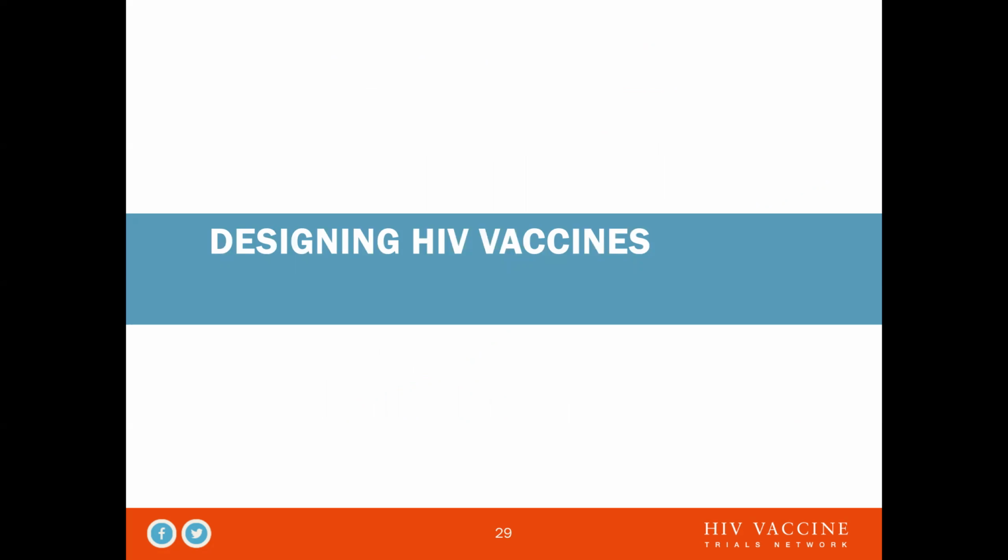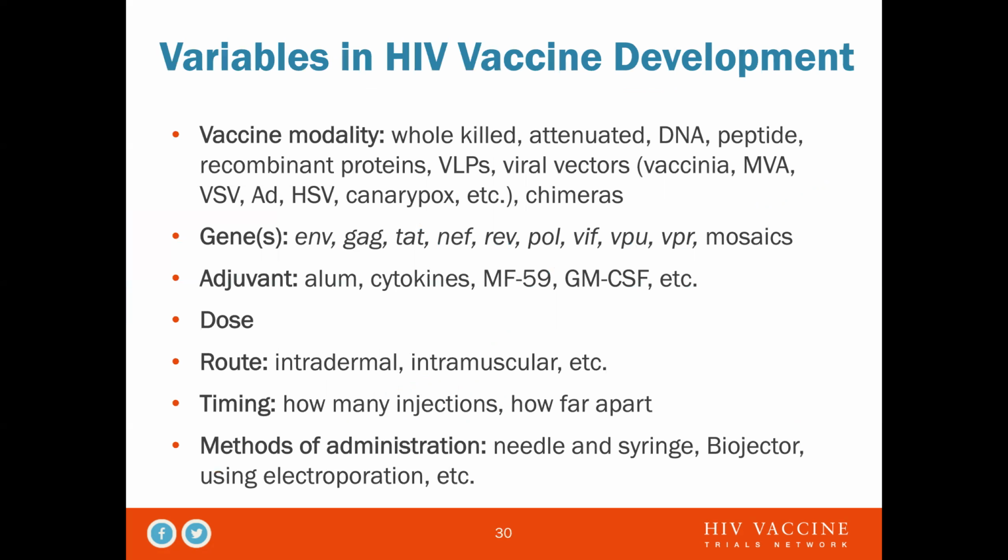So we're going to dig more into now designing HIV vaccines. Just in case you were wondering why this research is taking so long, take a minute to consider this list of all of the different elements involved in developing a vaccine. Each of these variables has to be tested to find the best combination. Even if you don't fully understand each of these terms, you can see just how many different options there are and how time-consuming it is to try to figure out the best choices.